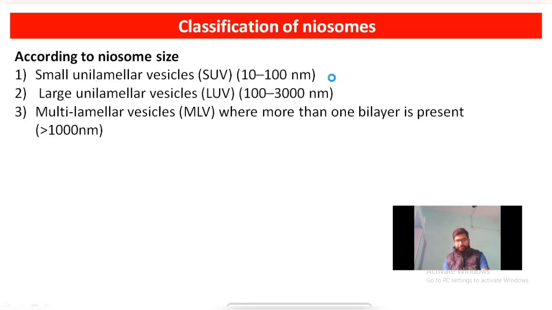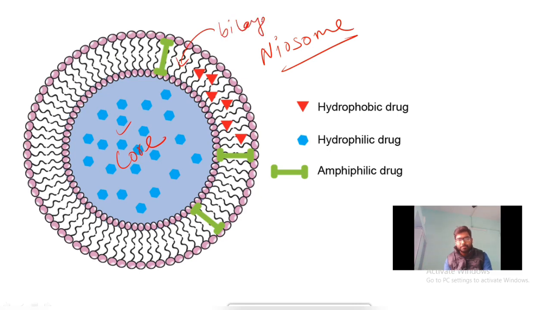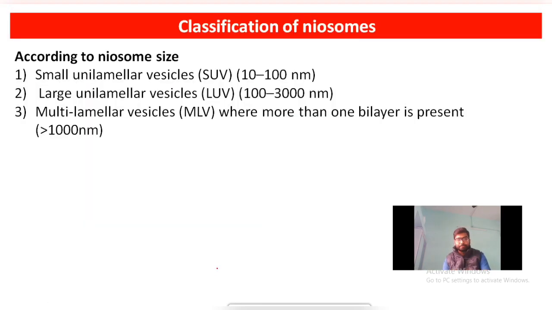So classification of Niosomes. Look, how does a Niosome look? This is the Niosome. Two parts are there. One is your core section, and another is your bilayer section. So this is your Niosome. Coming to the next point, classification of Niosomes.